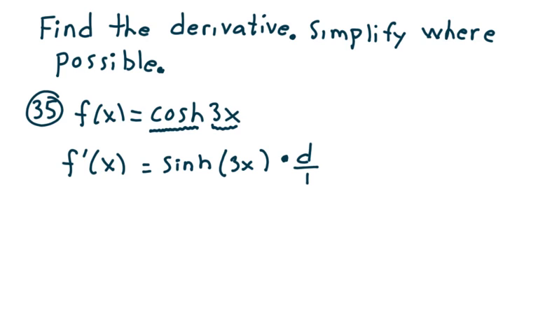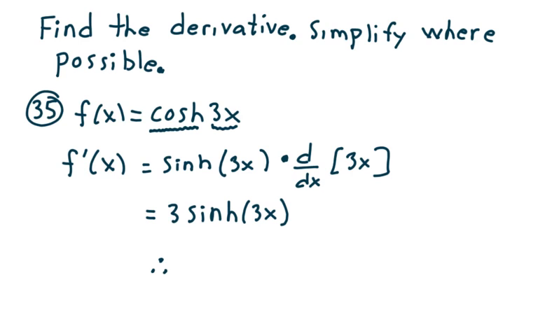So we're going to multiply by the derivative of 3x with respect to x. And so the derivative of 3x is 3. And so I'm going to get 3 times sinh of 3x. And so therefore, f prime of x is 3 times sinh of 3x. So think about peeling the onion. You're working outside to inside. That's 35.